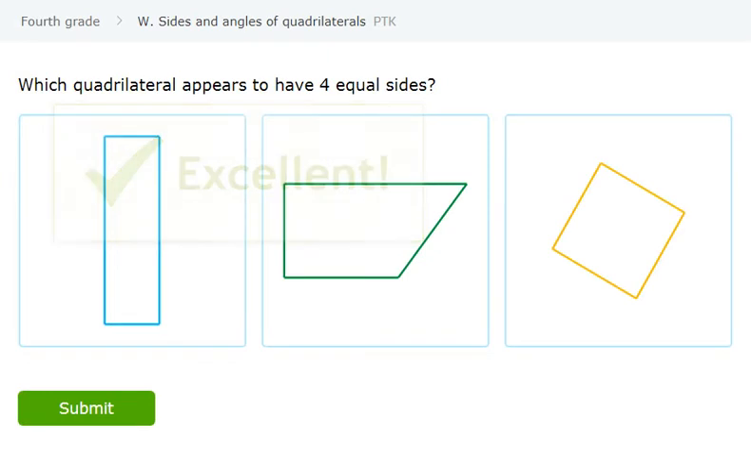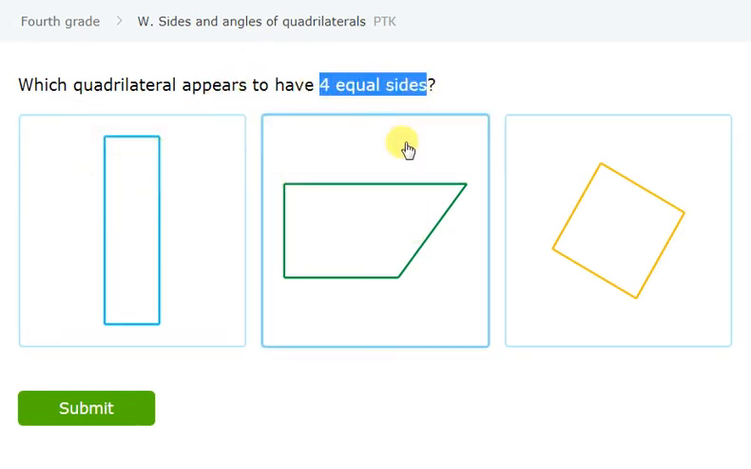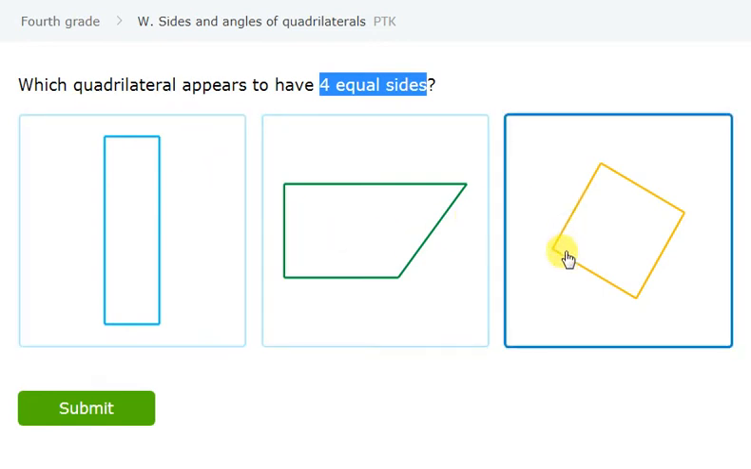Excellent. The next question, we have the quadrilateral with four equal sides. So you can see that this quadrilateral has two equal sides. This side is equal to this and this side equals to this. That means it does not have four equal sides. But if you look at this quadrilateral, all of its four sides are of the same size. That means four sides are equal.